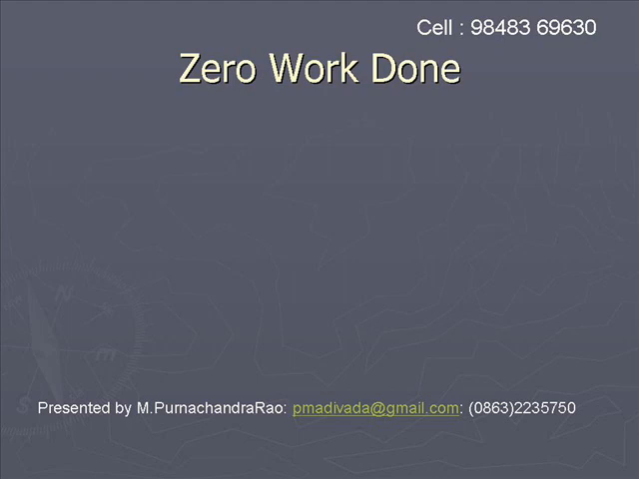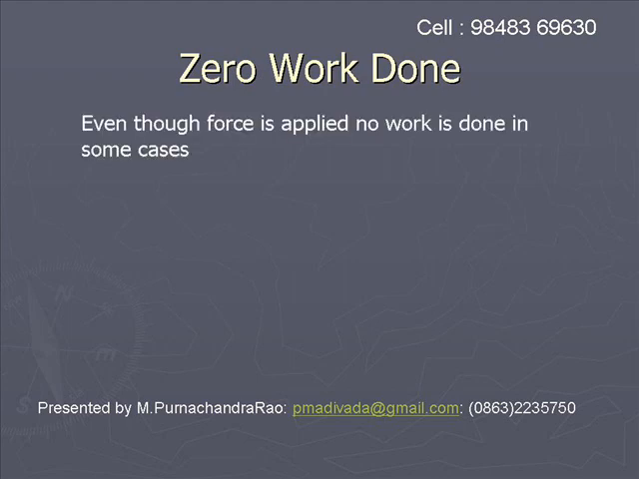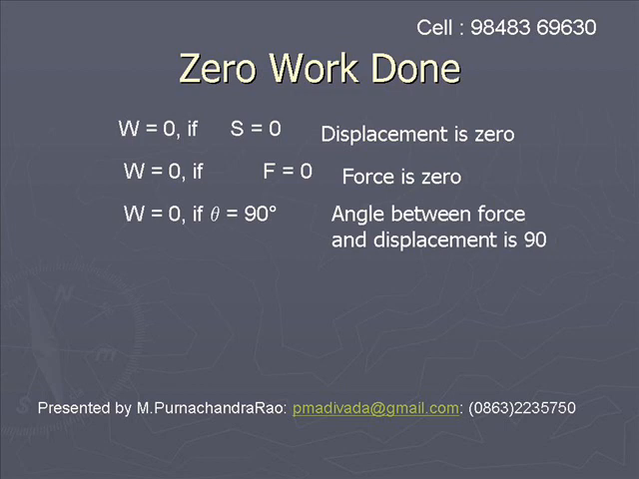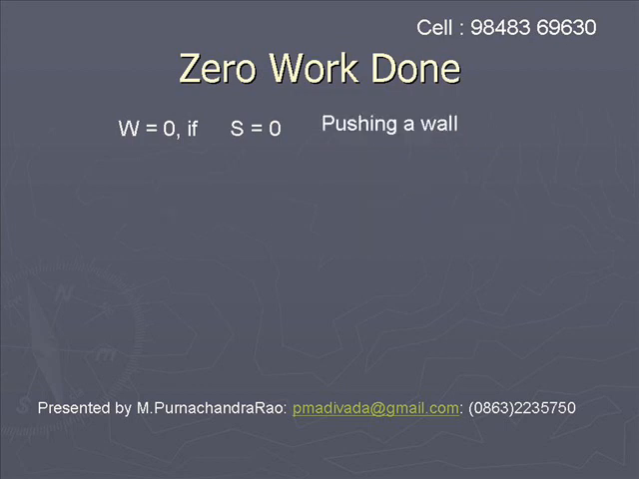Zero work done. Even though force is applied, there will be no work done in certain cases. Work done will be 0 in the following cases. One, if displacement is 0. By the application of the force, if the displacement is 0, work done is 0. Or if the applied force is 0, work done is 0. Or if theta is 90 degrees, the work done is 0. Let us try to understand these three cases.